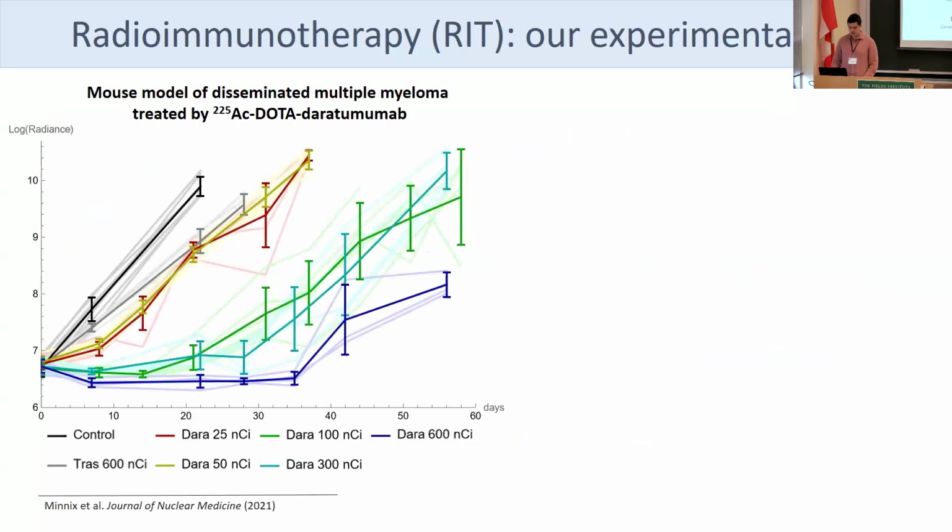Eventually, it may help optimize radiotherapy in clinical settings, since the obtained principles can be translated in clinics. Here's our data on cancer growth in a mouse model of disseminated multiple myeloma. We used fluorescent cancer cells that allow monitoring the cancer burden via imaging.